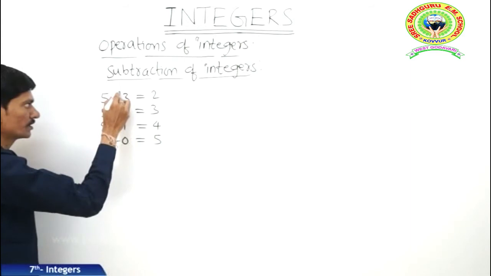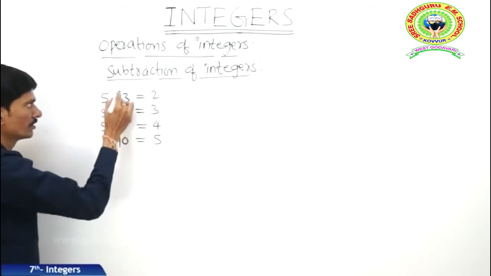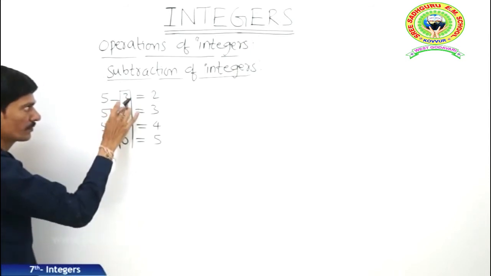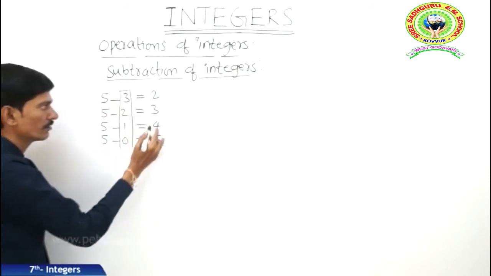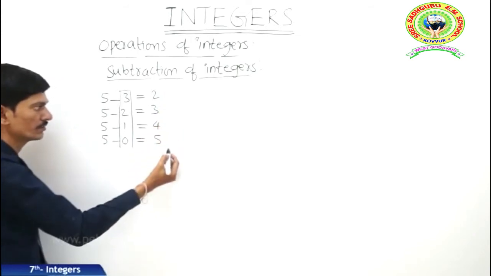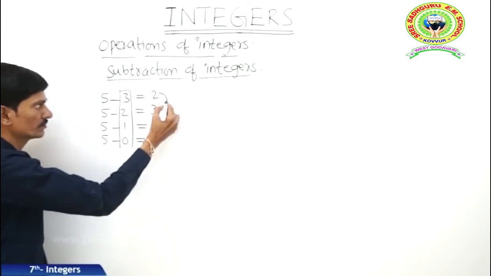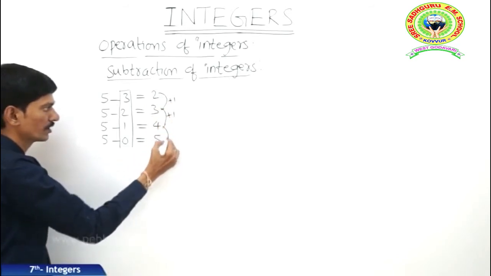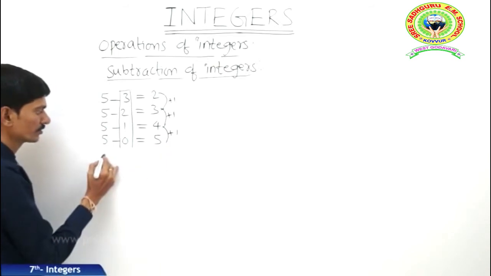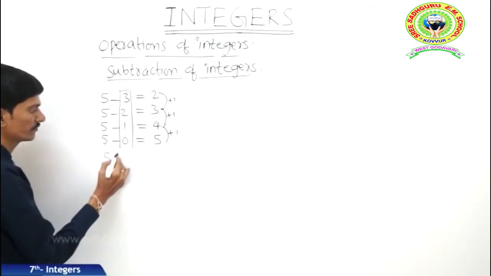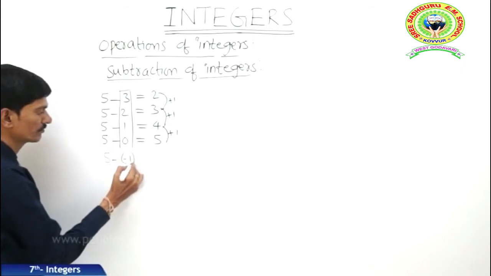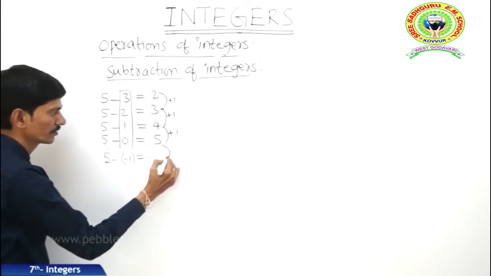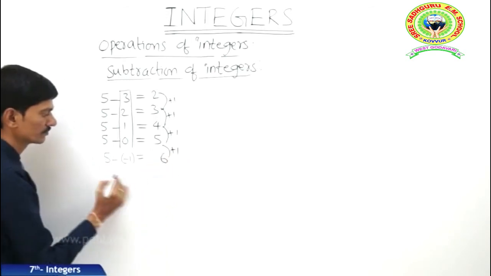So the number being subtracted is decreased by 1. If you see the pattern in all these subtractions, the number being subtracted is decreased by 1. Then the value of the difference is increased by 1. So here 2 plus 1 is 3, then again 3 plus 1 is 4, and again 4 plus 1 is 5. So then 5 minus of minus 1 equals, then 5 should be increased by 1. So then we get 6.